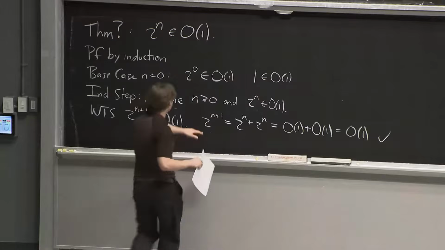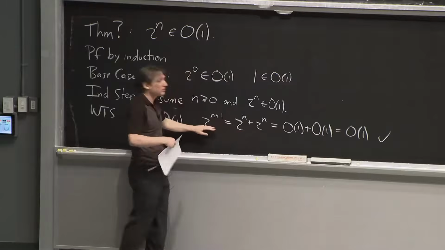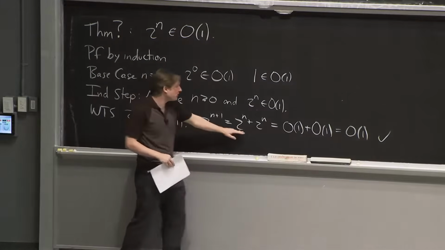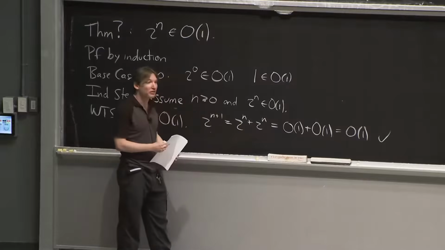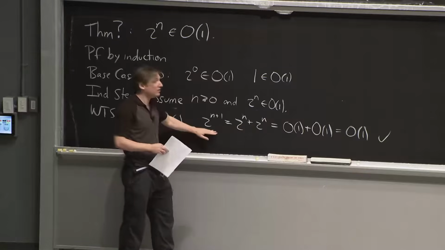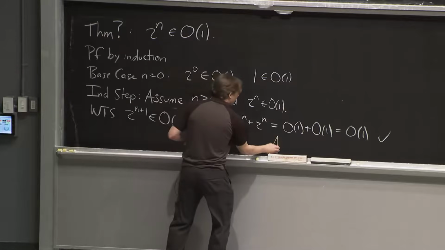2 to the n plus 1 is not equal to 2 to the n plus 2 to the n. It is. 2 to the n plus 1 is just 2 times 2 to the n, which I can write as 2 copies of 2 to the n added together. I will tell you, the mistake isn't in this line at all. I know I did something really sketchy right here.